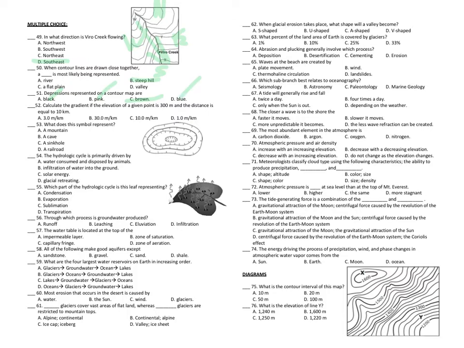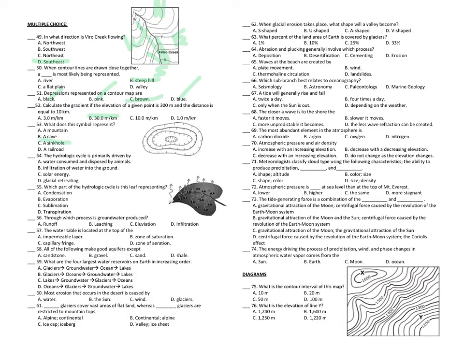Then they want you to calculate the gradient, which, remember, gradient is change in elevation over change in distance. So the elevation was 300 meters divided by 10 kilometers. So basically drop the zeros and should have gotten B. What does the symbol represent over here? This would definitely be a sequence of depression contours, which means you have a hole, and that's a sinkhole.